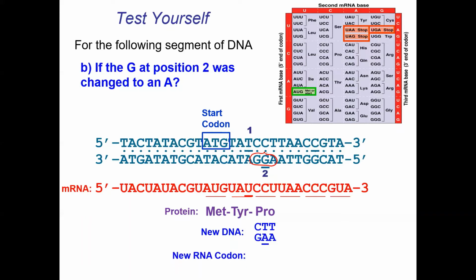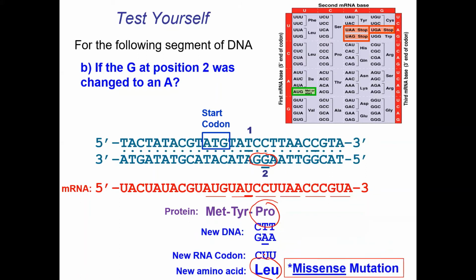So figure out what my messenger RNA is. It's going to be CUU. Look that up on the genetic code, and we get a LEU, which is leucine. So we're changing from a proline to a leucine. So what type of mutation is that? That is a missense mutation. So like I said, 1/2 mark for telling me that you're changing your amino acid to a leucine, and 1/2 mark for telling me that you have a missense mutation.